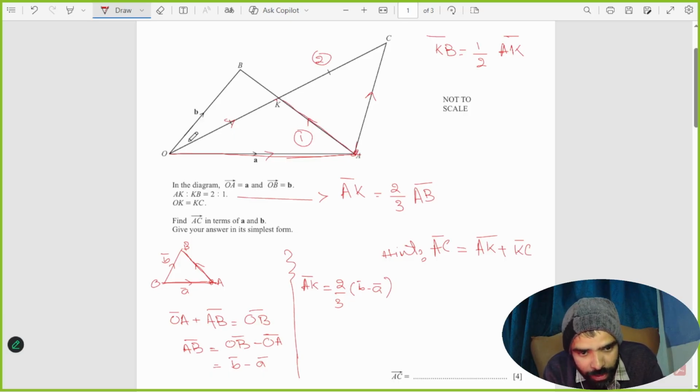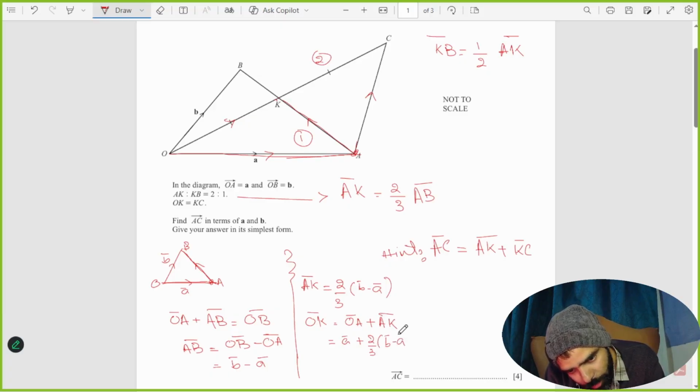Their sum will be equal to OK. So OK is actually equal to OA plus AK, and you just write the values. OA is small a plus 2 by 3, AK is 2 by 3 of B minus A.